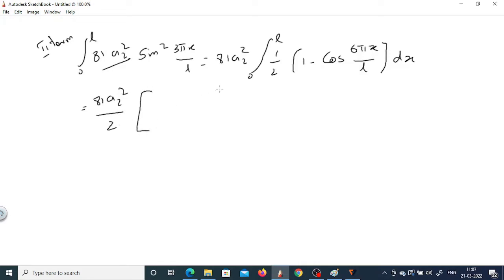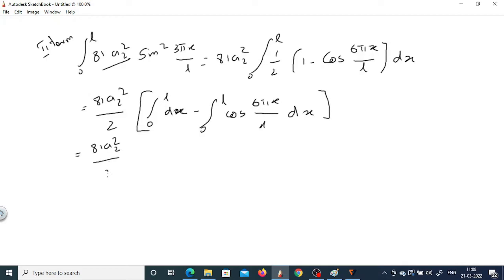Likewise, I can get it. After that, inside the integral, there is one term available initially, and after that cos 6πx by L. So first I integrate 0 to L. The 1 can be written simply as dx. After that, 0 to L, the second term, cos 6πx by L dx. This is the form. Next, we can move to solve the same with the integration. So 81 a2 squared divided by 2.